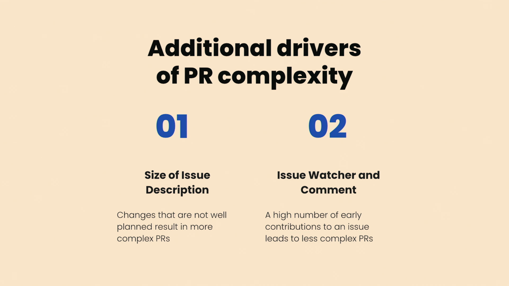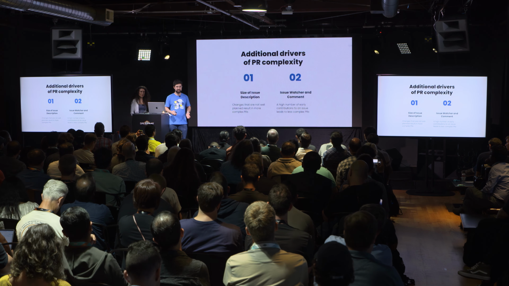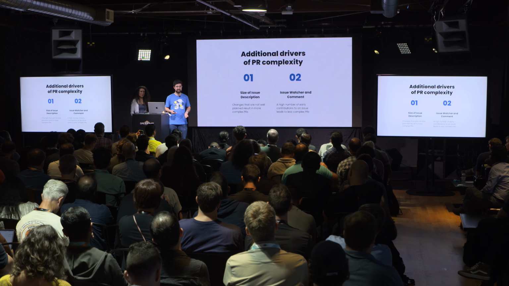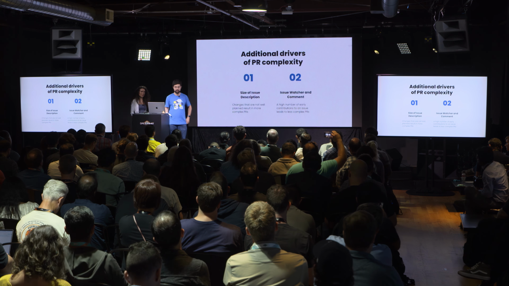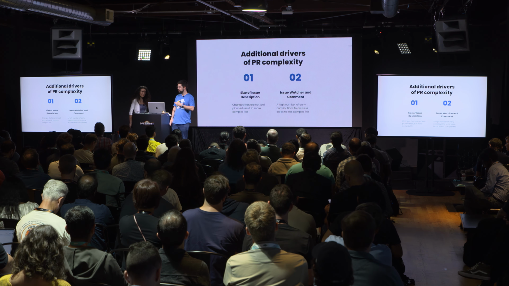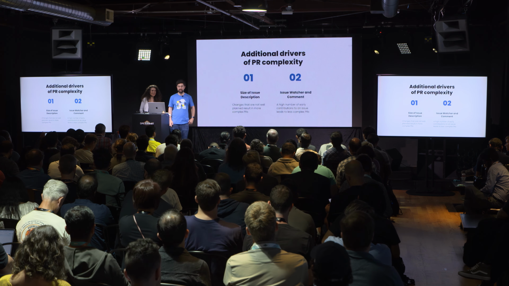And for those using Jira or similar, we've found these two metrics to be important for driving the pull request complexity itself: the size of the issue description and the issue watchers and comments. Obviously, there's the parts of the score itself that we've mentioned, but these are things that you may not have thought of. So now I'll hand it over to Caterina, who will explain how we've leveraged our developer platform capabilities to improve this.